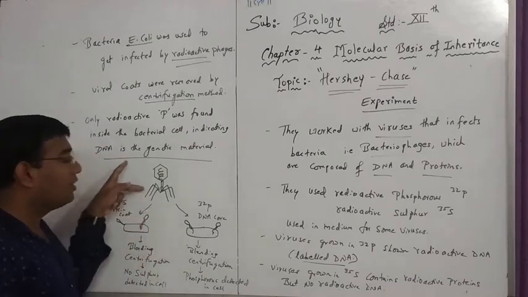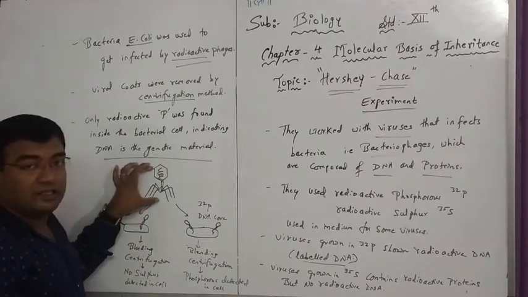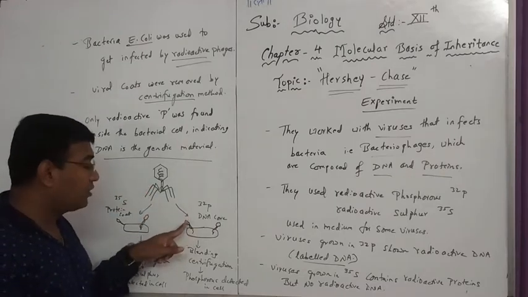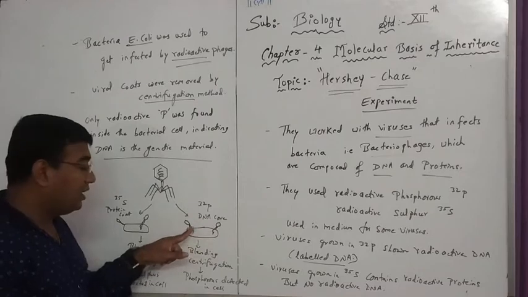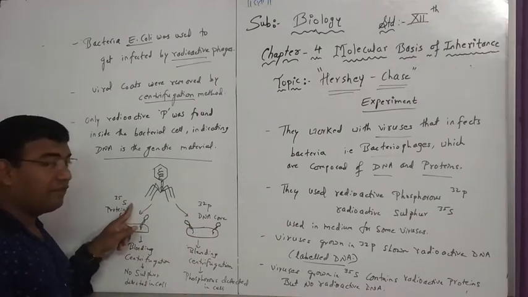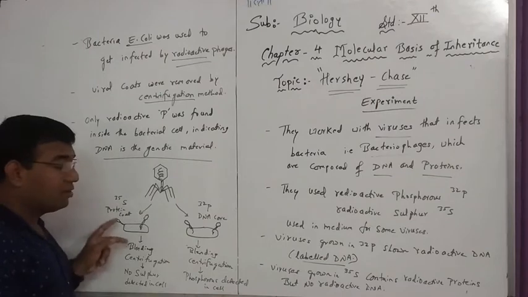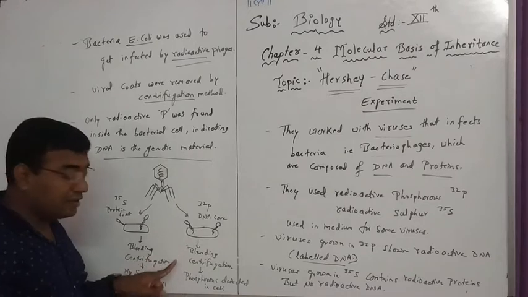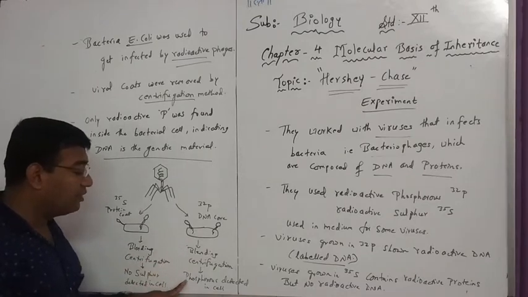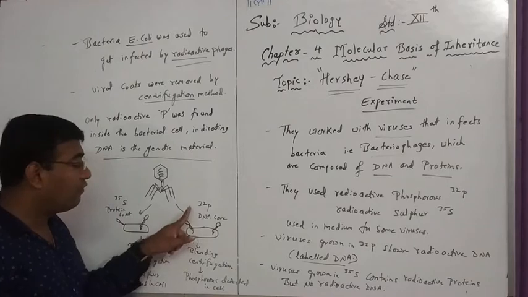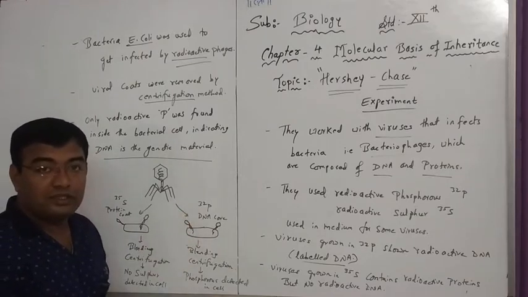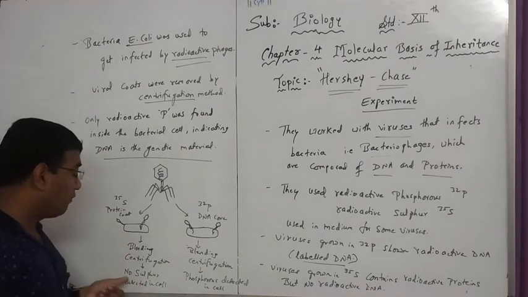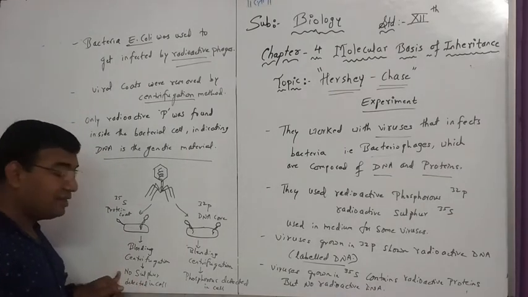So for this they conducted one experiment. The phage labeled with phosphorus-32, the DNA core, was used to infect the E. coli bacteria, and the phage labeled with sulfur-35, the protein coat, was also used to infect E. coli. What did they find? After blending and centrifugation in both cases, they found that phosphorus was detected in the cell where phosphorus-32 was used. Phosphorus is the material found in DNA. And in the sulfur-labeled case, phosphorus was not found in the cell.